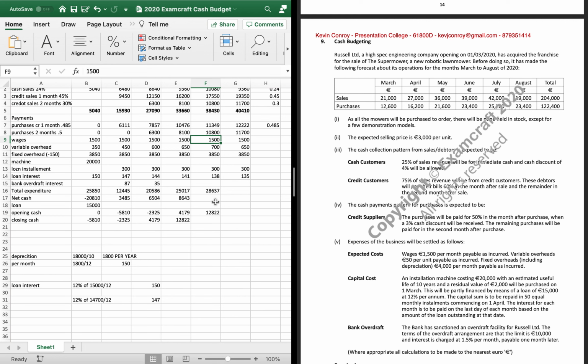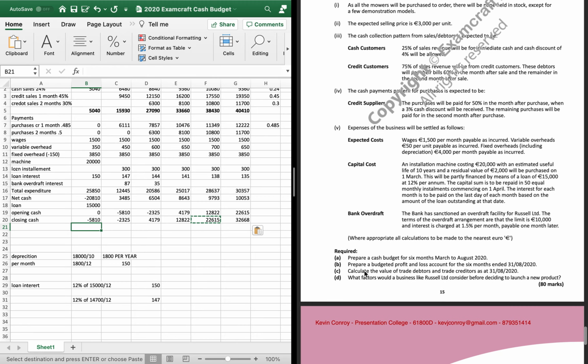So 28,637. And it's 9,793. We're finished now with our bank overdrafts. There's no more. So 4,410 minus 3,397 is 10,053. And then we finish with 32,668. Okay. So that's us finished with that.